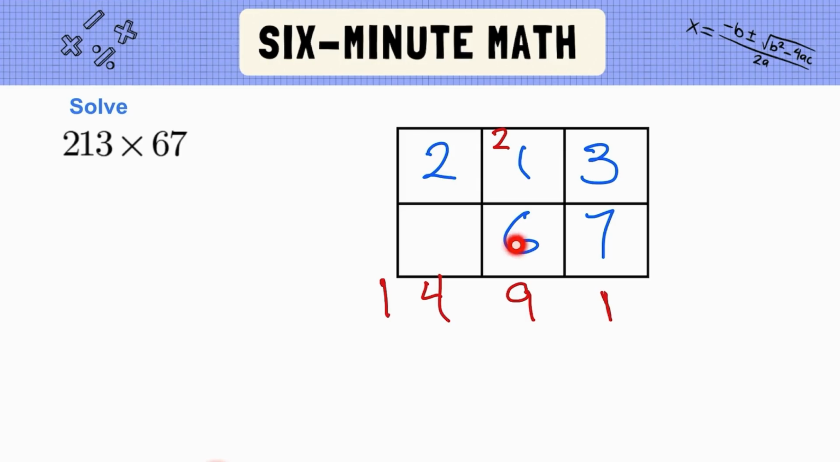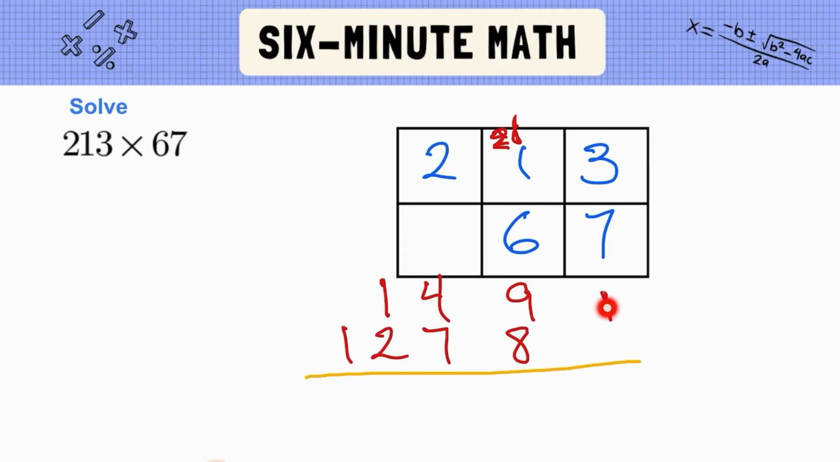On to our tens position here. 6 times 3 is 18. So we drop our 8, carry our 1. 6 times 1 is 6, plus 1 is 7. And then lastly, 6 times 2 is 12.